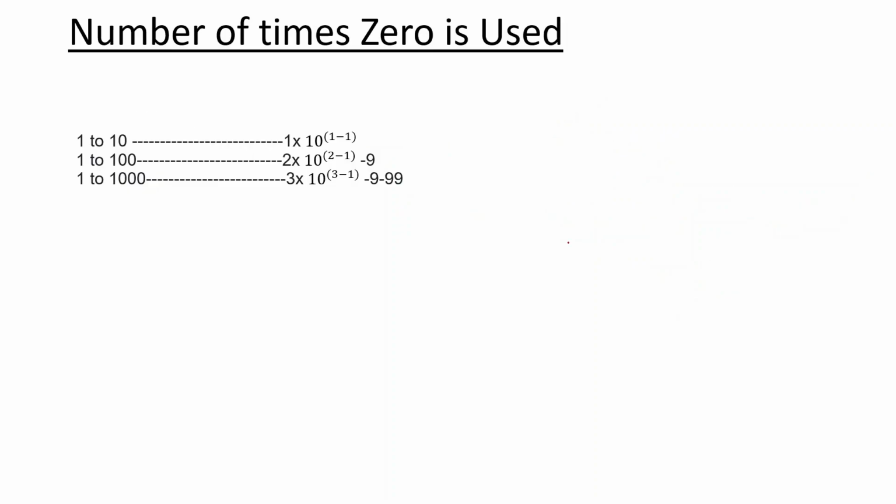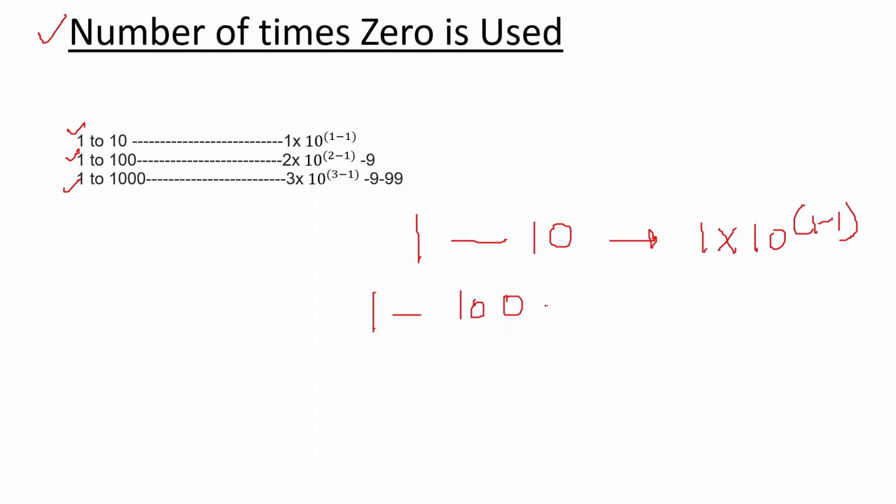So now let's see for the 0, how to find the number of times 0 is used. This again I will explain with the help of these things. So if you write numbers from 1 to 10, how many times will 0 be used? That is 1. So remember this pattern. So if you write numbers from 1 to 100, how many times will 0 be used? Now the number of zeros is 2, so I will write 2 into 10, and this is n minus 1, this is 2 minus 1.